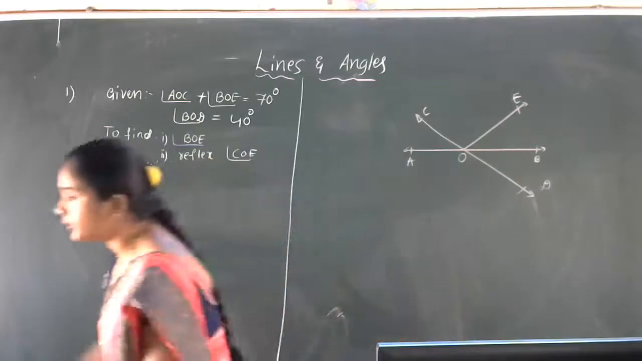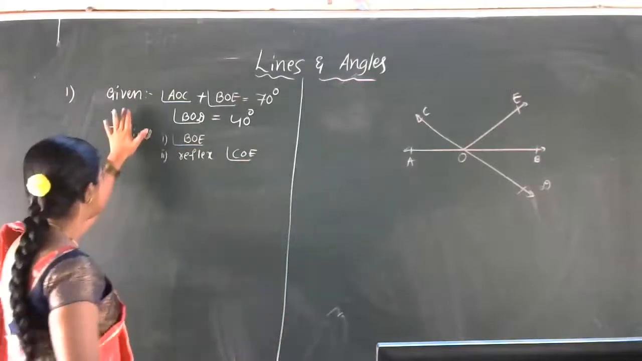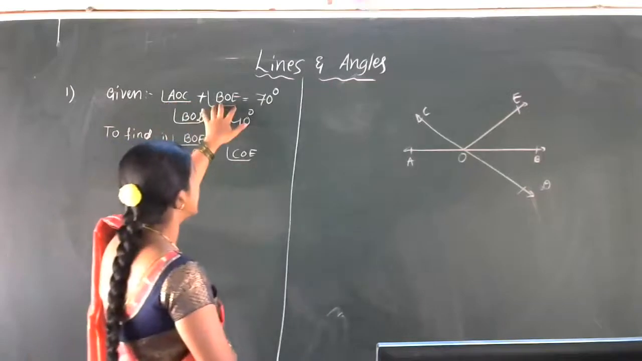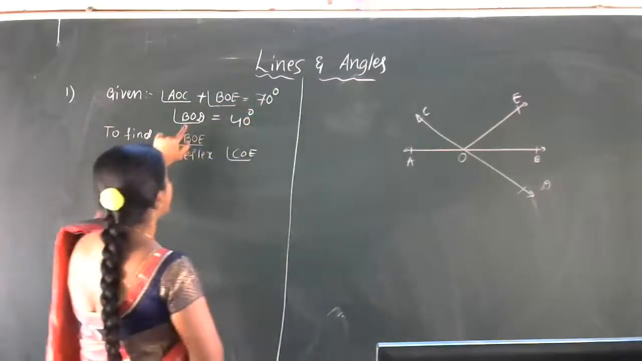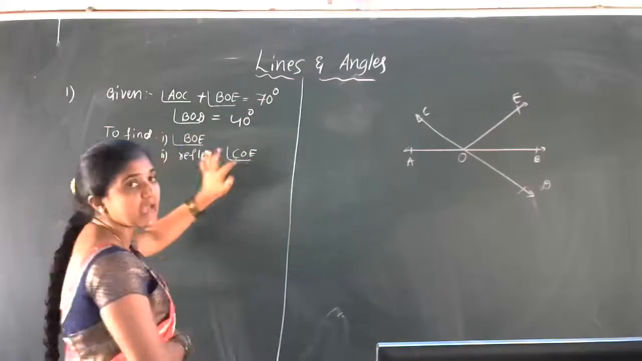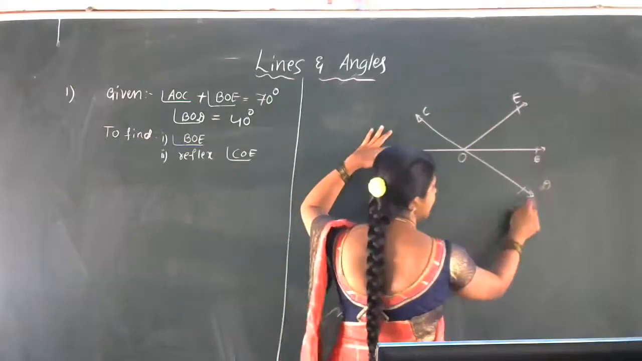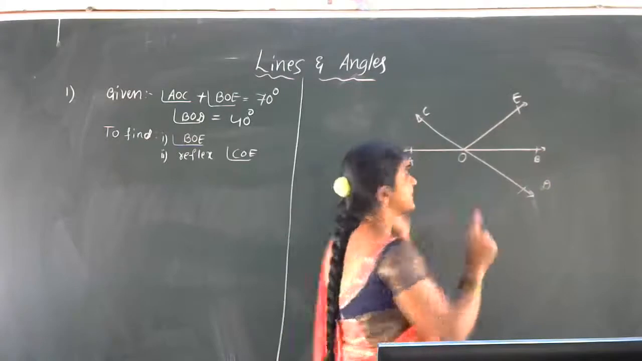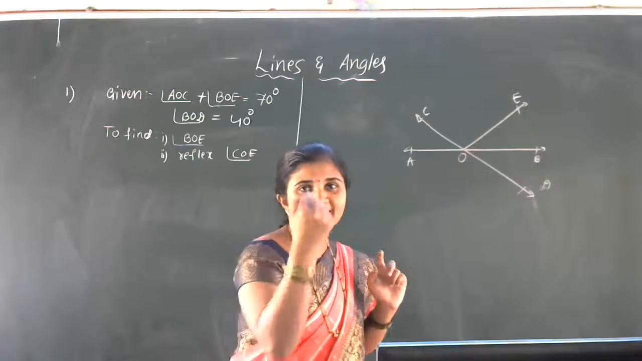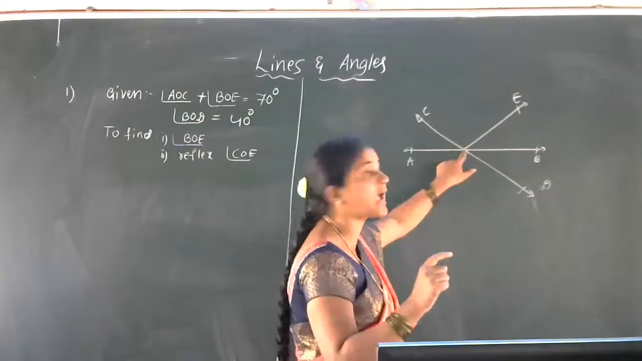See here on the board. I took the first question. I have listed the given data and what we have to find. Given: angle AOC plus angle BOE is equal to 70 degrees and angle BOD is 40 degrees. To find: angle BOE and reflex angle COE. The diagram is this one. AB and CD, two lines, intersect each other at O. A very important thing, they are giving the hint there.